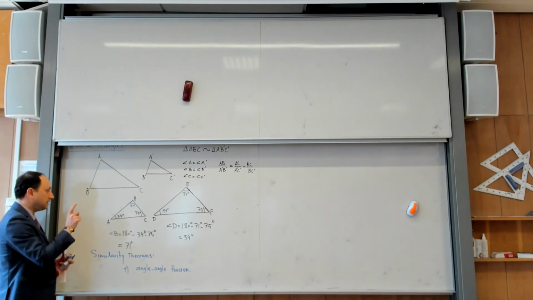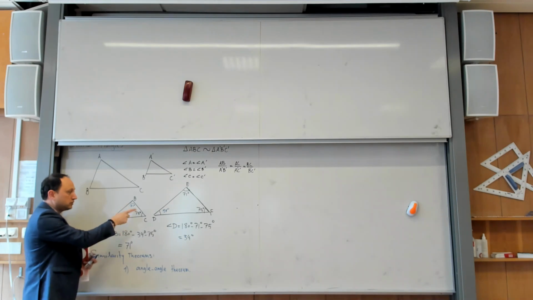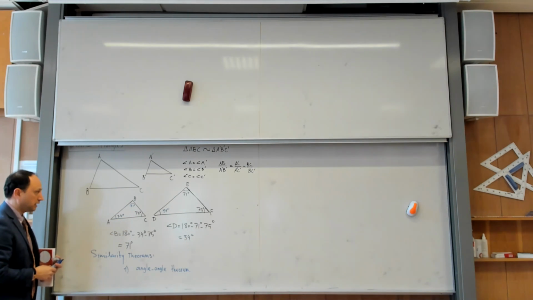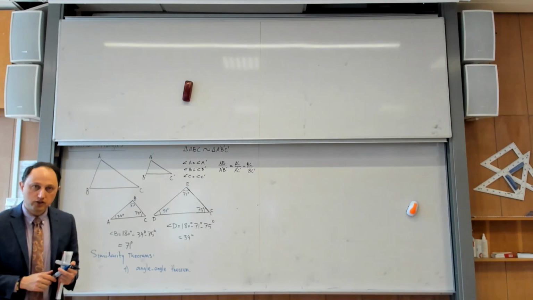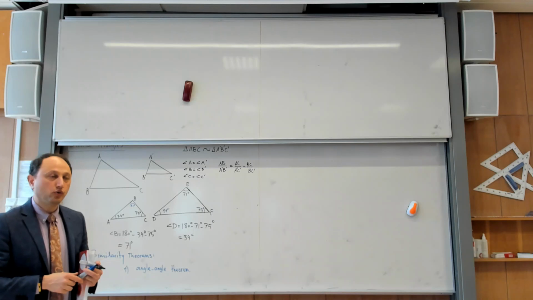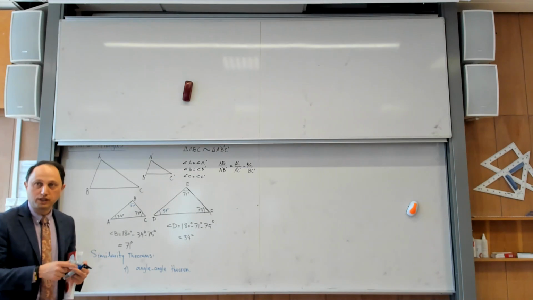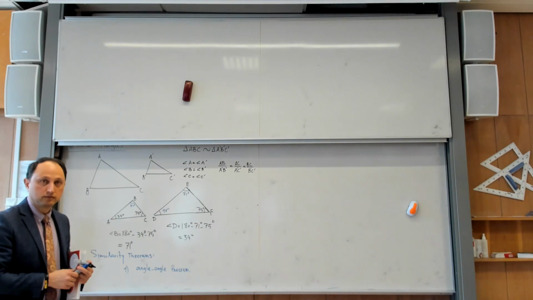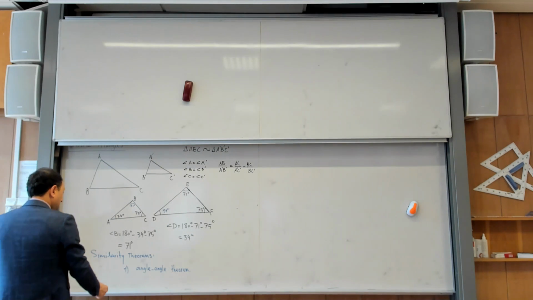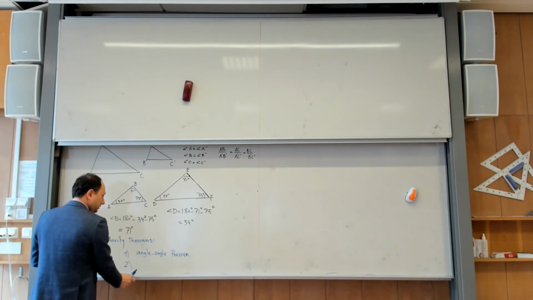It means that if two angles from one triangle are equal to two angles of the other triangle, it is guaranteed that these two triangles are similar, even if you don't check the other conditions. The other conditions can be shown that they are automatically satisfied. Is that clear? Okay.